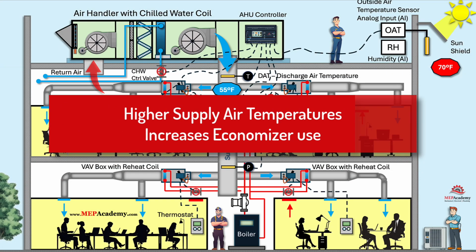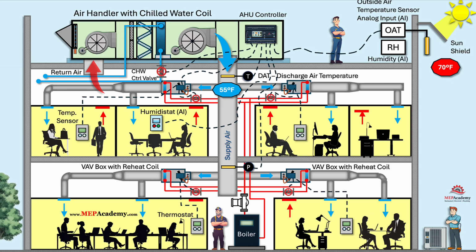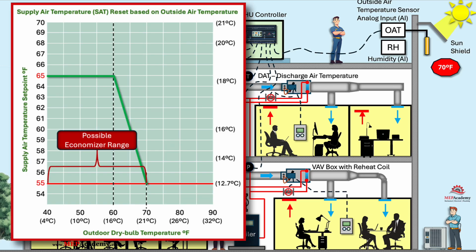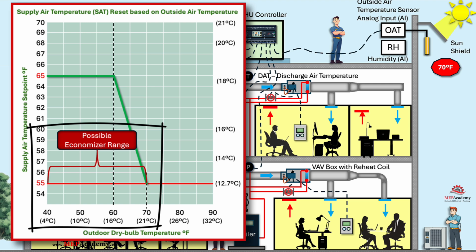A higher supply air temperature set point increases economizer use because it allows the HVAC system to utilize outdoor air for cooling over a broader range of outdoor temperatures. With a higher SAT, the air handler does not need to cool the air as much, so outdoor air at moderately warm temperatures can still meet the cooling requirements without activating mechanical cooling. This expands the economizer's operating range, maximizing free cooling and reducing energy consumption.